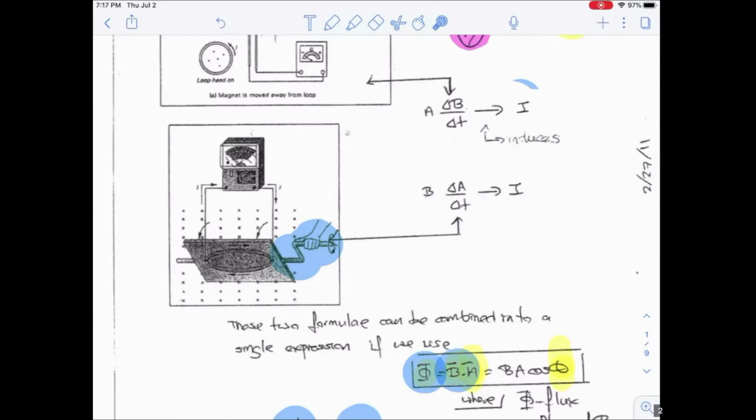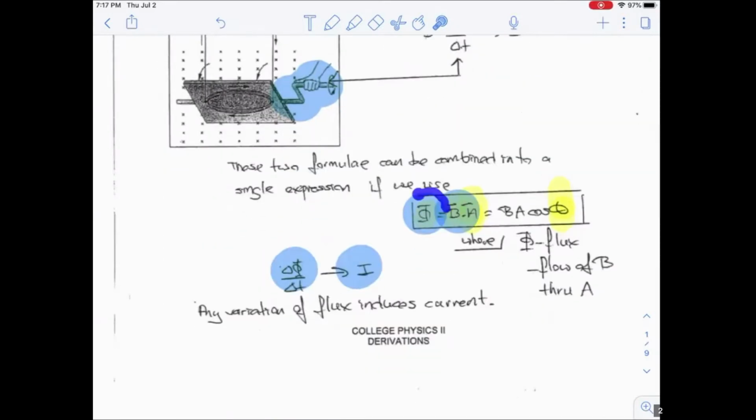Guys, stating a simple concept using two different concepts is not the way we do stuff. In physics, we always look for the most simple explanation possible. So what we will do is we will take these two concepts and unify it into a single statement by using the concept of flux. Okay, so what's flux? Flux is the same concept as before.